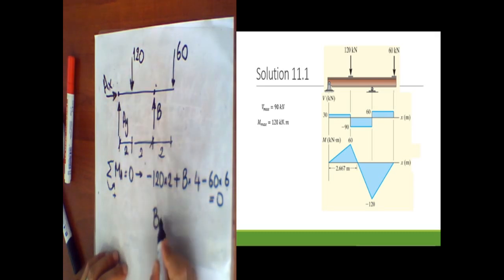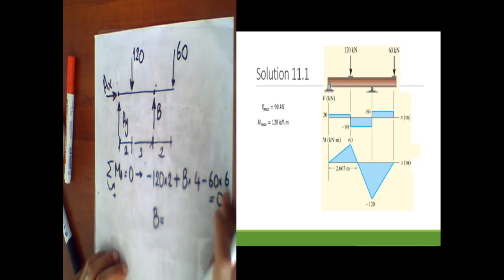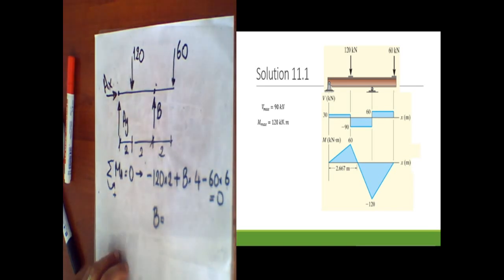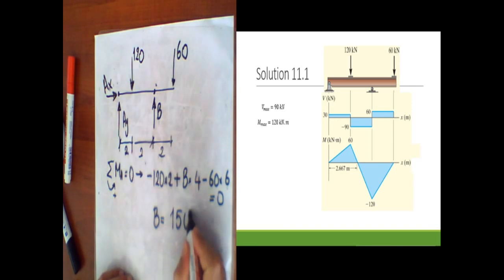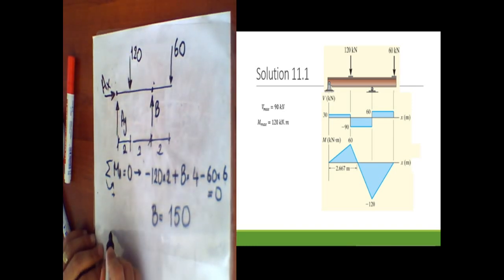After that, I find B is equal to 360 divided by 4. I think that should be 150. I remember that. Let me check. Yeah, 150. So I want to continue.